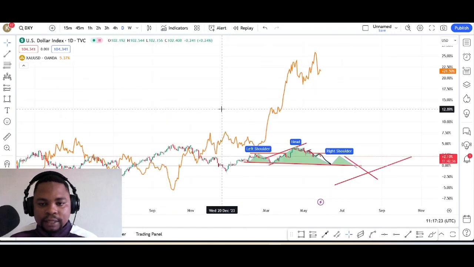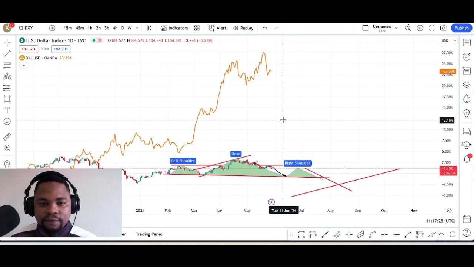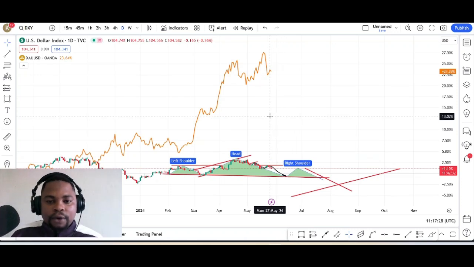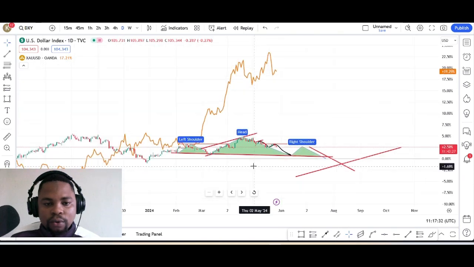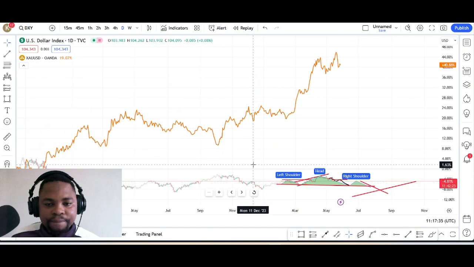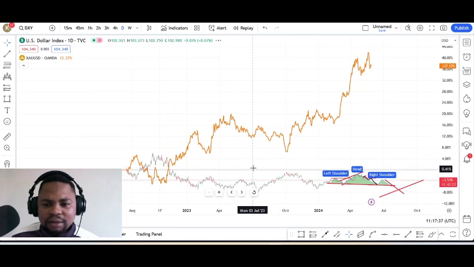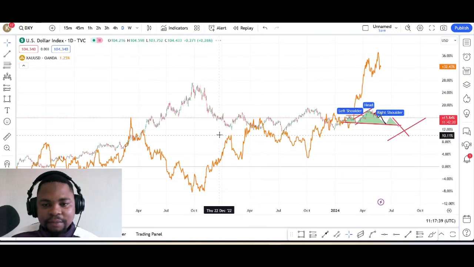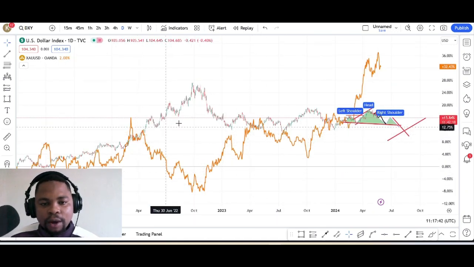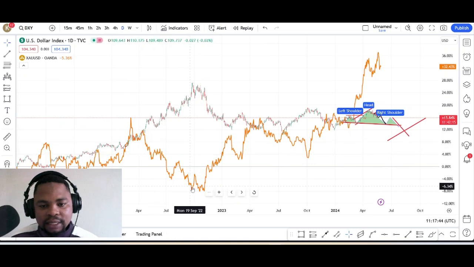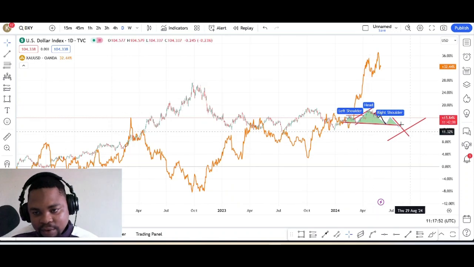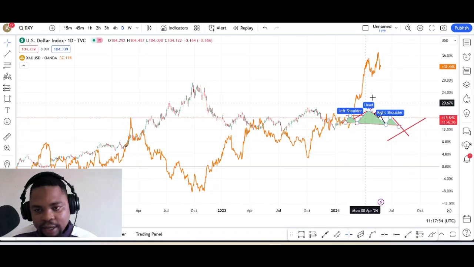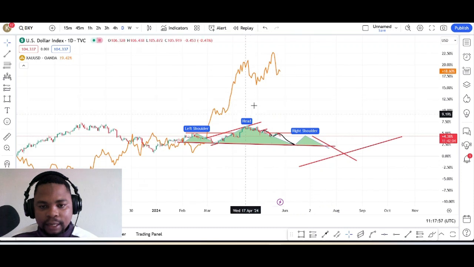For example, what I'm anticipating from gold is not the same as what is there from the DXY. So it's always inversely proportional. Not most of the time. Always, it's always inversely proportional. As you can see, when you are buying with the DXY, you are selling with the XAUUSD. When you are selling with the DXY, you're actually buying with the XAUUSD.